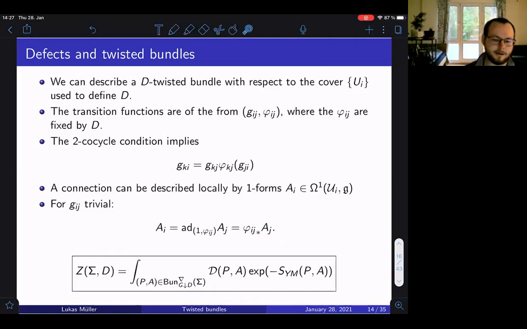So these bundles implement the symmetries geometrically. You can think of these as G bundles, but then if there's a defect, it jumps by the symmetry. So it's somehow discontinuous, but the jumps are controlled. And so we propose to realize the partition function in the presence of a defect network as the path integral also over the space of all twisted bundles.